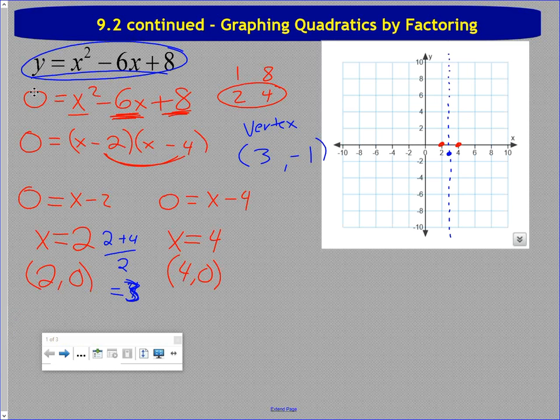The last point that we want is the y-intercept. Y-intercept is when you plug 0 in for x. What's the y value? It will always be this guy, 0, 8. So that's going to be way up here, right?